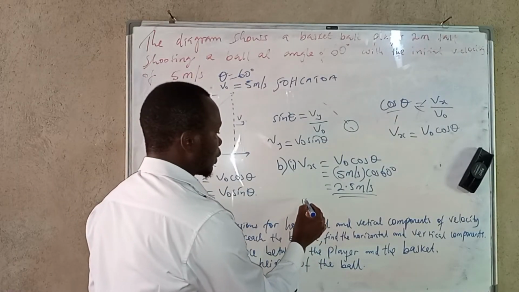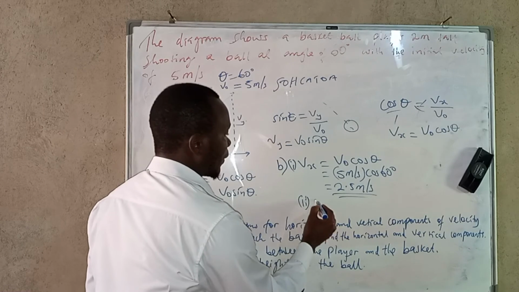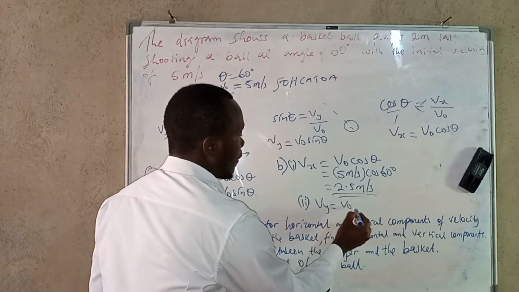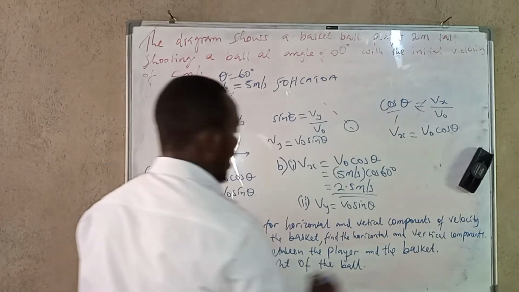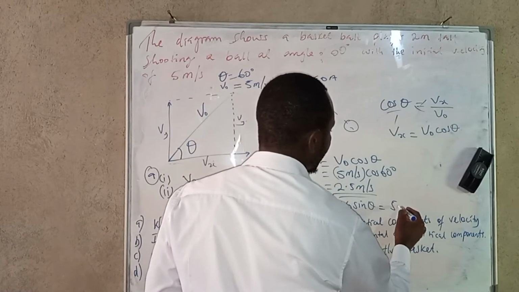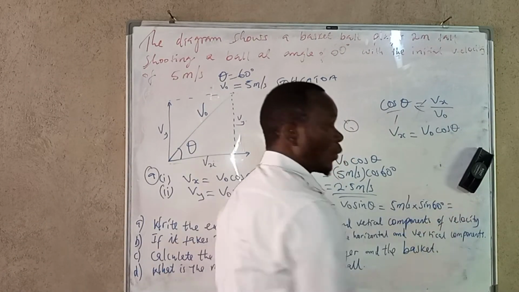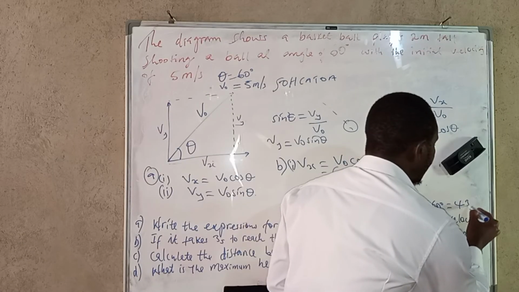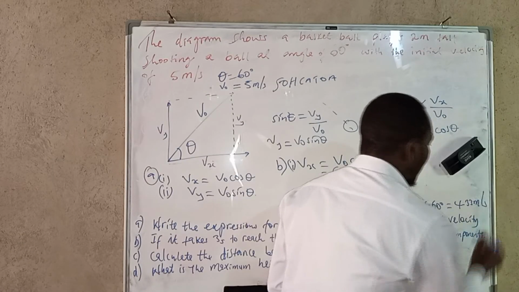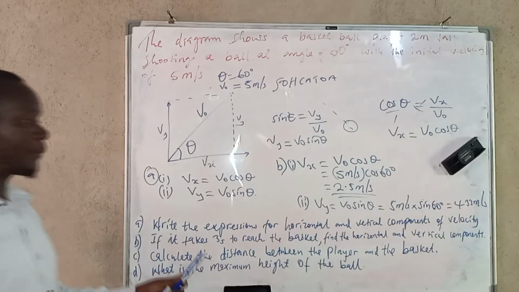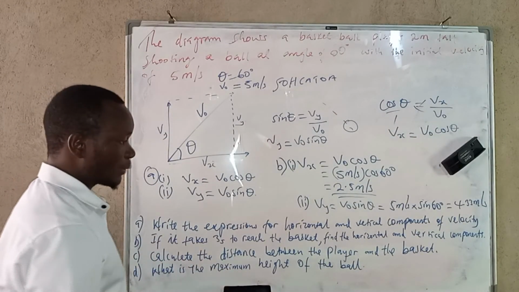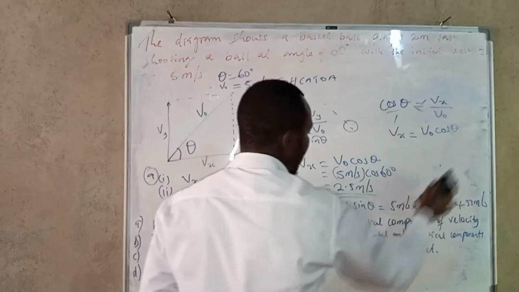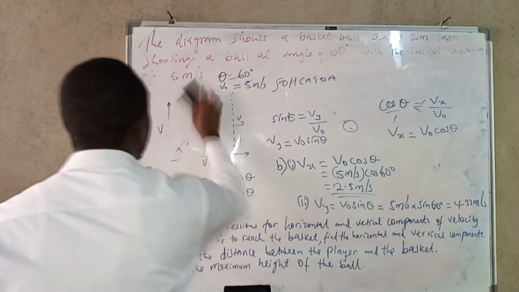Then B2, which is the vertical, we have Vy is equal to Vo sine theta. So plugging in 5, what we're going to have is 4.33 meters per second. So from this, we can proceed now to the third part, which is to calculate the distance between the player and the basket. And that is simply the range.